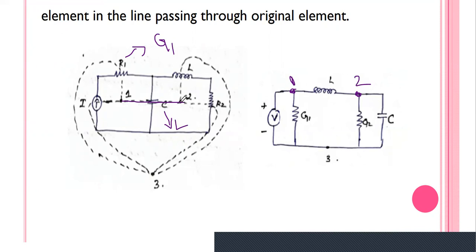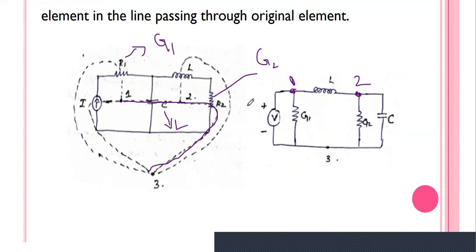Okay, then similarly you see in between node 2 and node 3. Here node 2 and node 3 are connected via resistor R2. What is the dual element for resistor R2? It is a conductance. So in between node 2 and node 3, this line is entirely node 3, and you just connect G2.